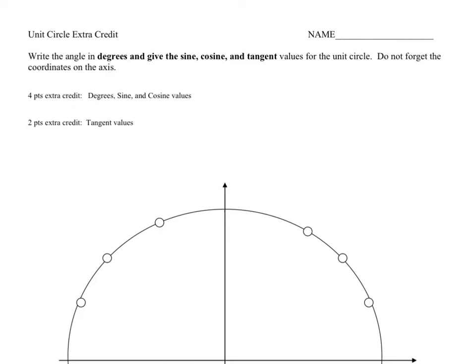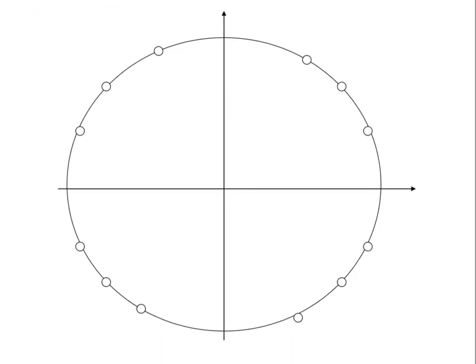Here's a video on how to create the unit circle. The expectation is that you will show the degrees, the sine and cosine values at each coordinate for 4 points. If you want to go beyond that, for 2 points you can show the tangent values. I show you one method.